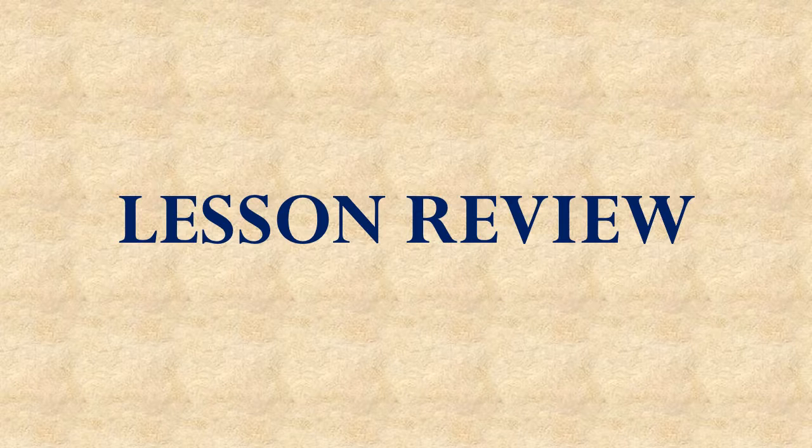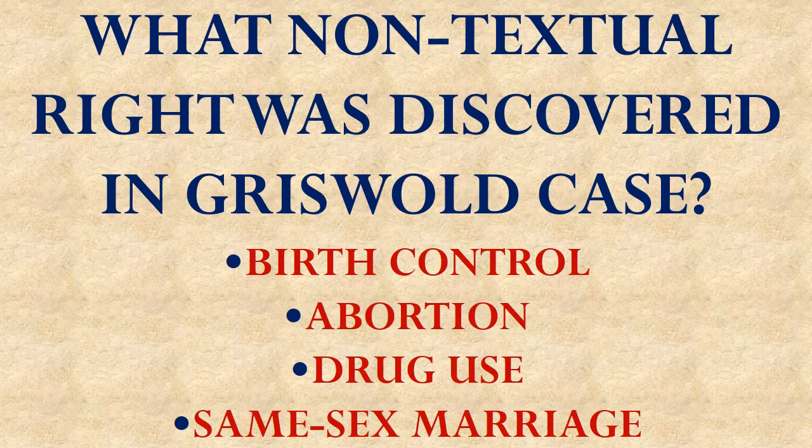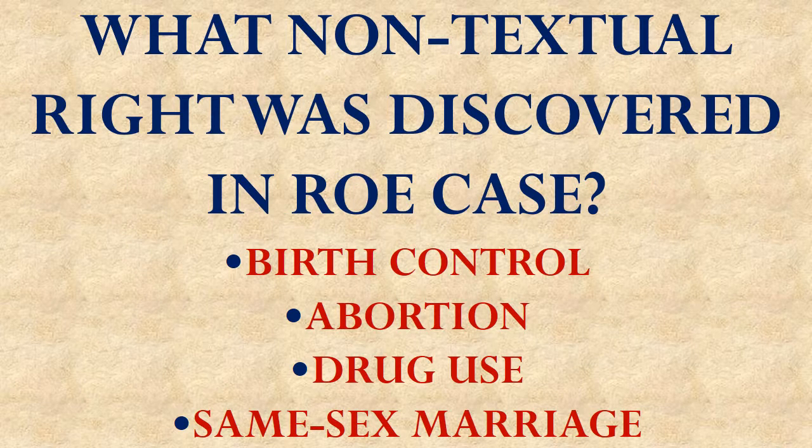Now let's review what we learned in this lesson. What non-textual right was discovered in the Griswold case? Was it birth control, abortion, drug use, or same-sex marriage? The Griswold case was where the Supreme Court discovered a non-textual substantive due process right to birth control. What non-textual right was discovered in the Roe v. Wade case? Was that birth control, abortion, drug use, or same-sex marriage? Roe v. Wade discovered a constitutional right to abortion.